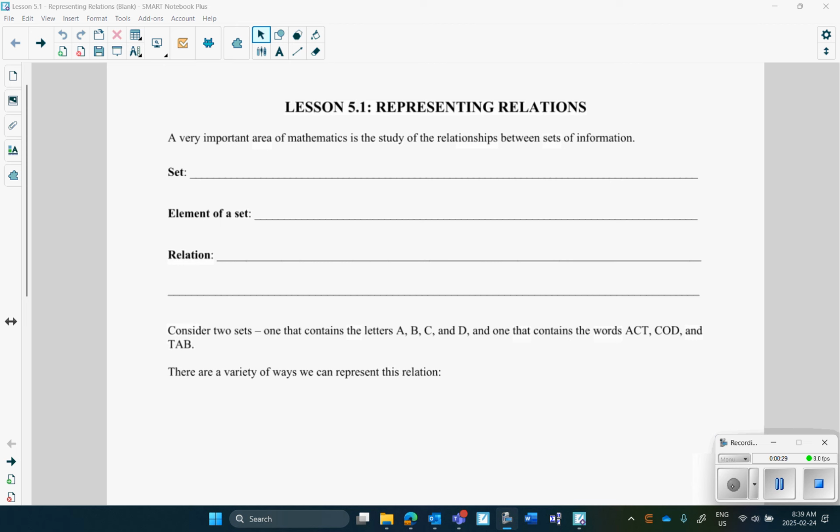Like, it could be your age and what your income is, or it could be time and how far you've driven, or how far you've flown. There's always two pieces of information and there can be some relationship between them. And we want to be able to describe those mathematically, because from those relationships, we can make predictions, okay?